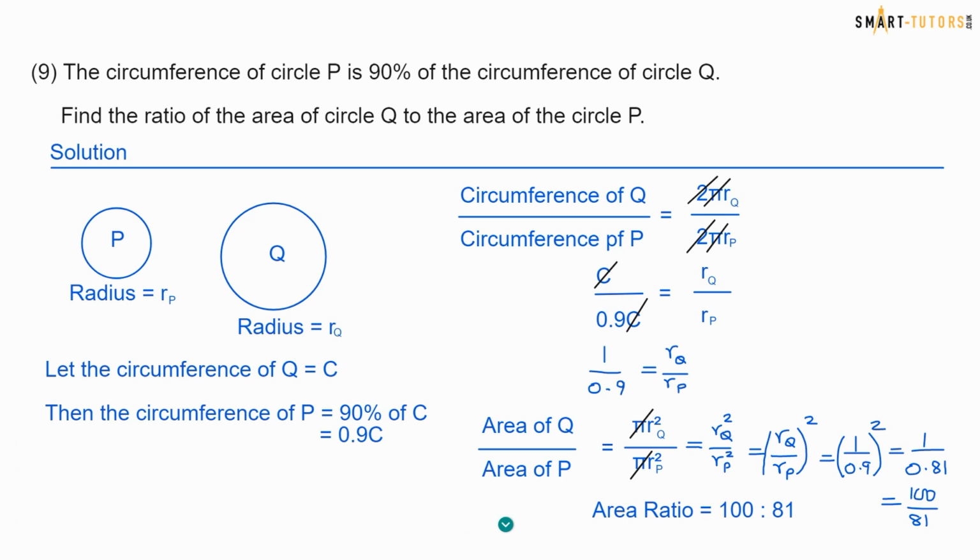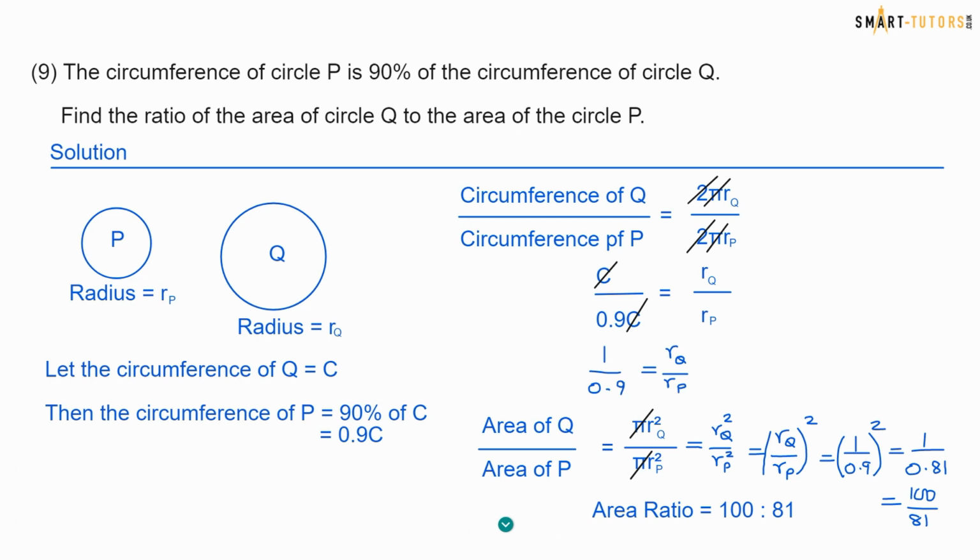Right, so the solution for this one: there's a small circle P here and Q is the big circle, because they say the circumference of circle P is 90% of the circumference of circle Q. So let the radius of circle P be RP, R standing for radius, and the radius of circle Q be RQ. Let the circumference of Q, circumference meaning the outside length, be C. Then the circumference of P is 90% of C. 90% means 90 over 100, which is 0.9 C.